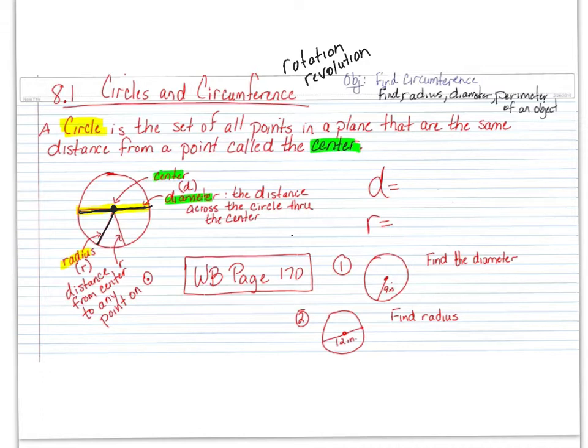The spokes on your tires of a bike, what do you think those are considered, Marissa? The spokes of your tires are considered radii.